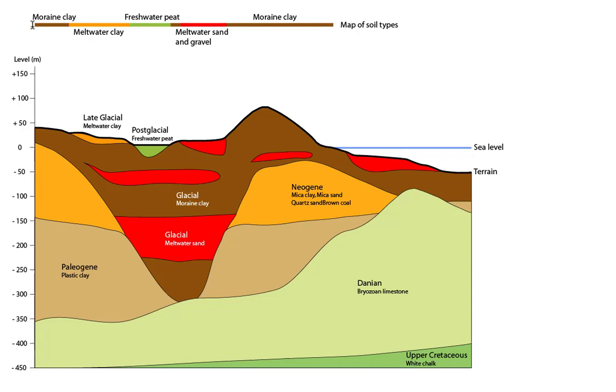These are the colors used on the map of soil types, and that's how to interpret the moraine clay, meltwater clay, freshwater peat, moraine clay, meltwater sand, gravel, and moraine clay again. So I hope that this small illustration has helped you understand the different maps and the different surfaces that you've been asked to look at.